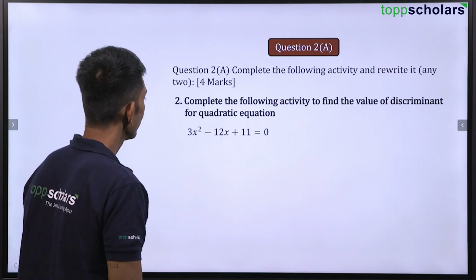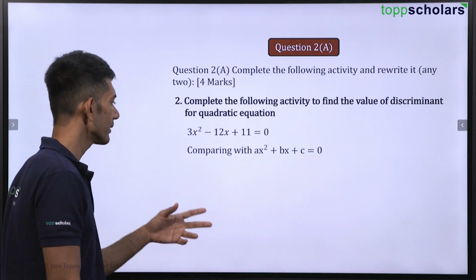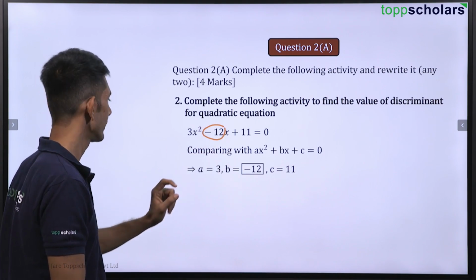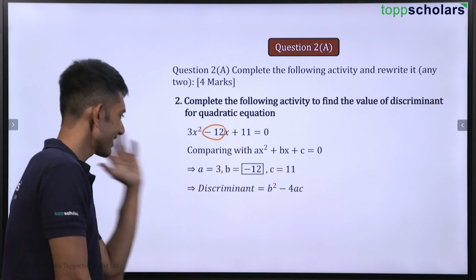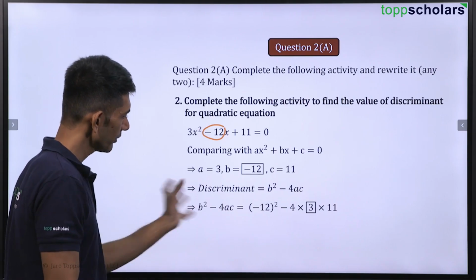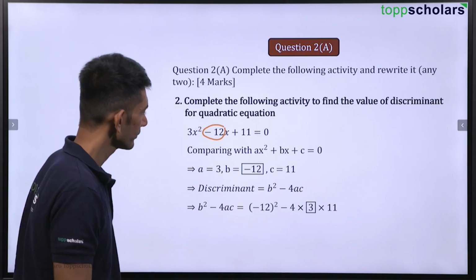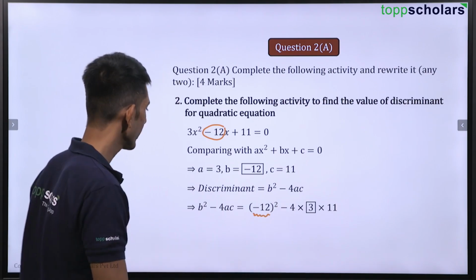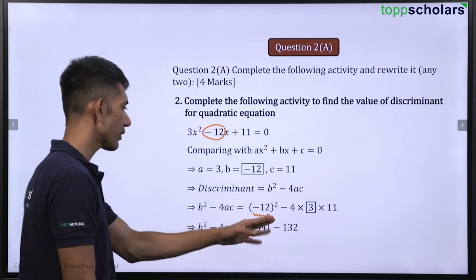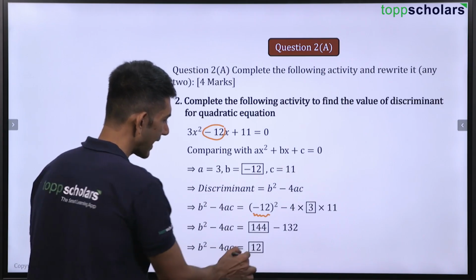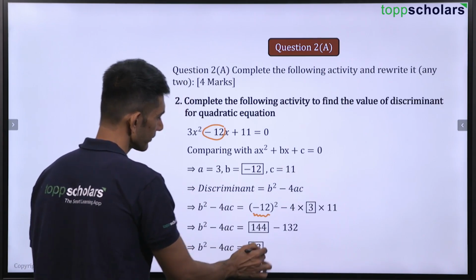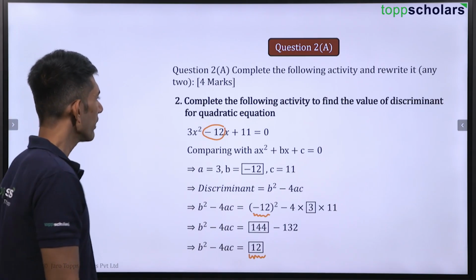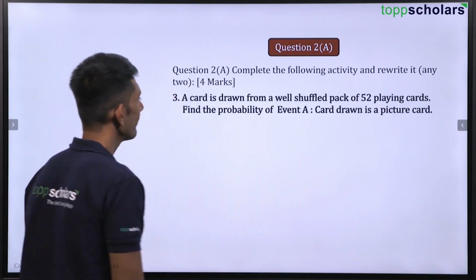So here we have it, comparing. B, as I said, is minus 12. Discriminant, b square minus 4ac. So that is minus 12 square minus 4 into 3 into 11. So 144 minus 132, and that gives me 12. Correct? Easy. Perfect. So let's have a look at a new question now.